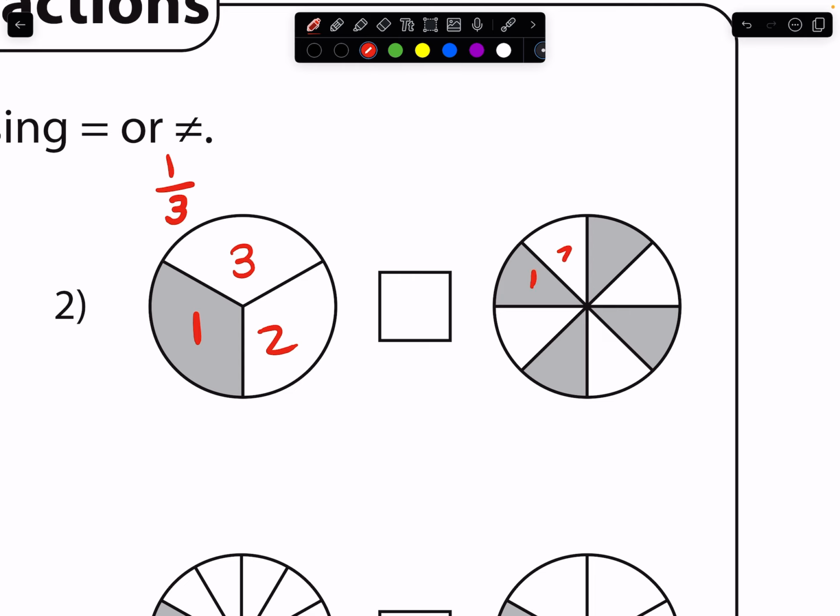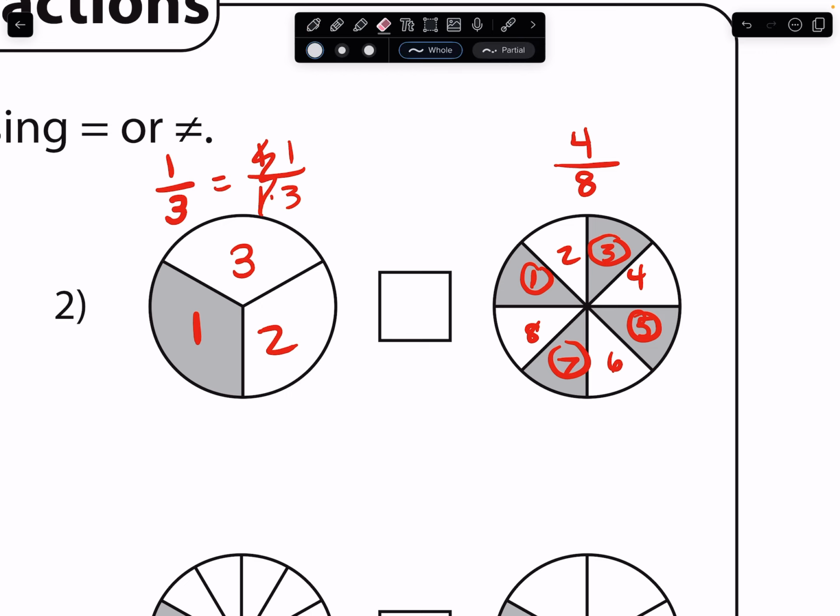And in this one, there's a total of 8 pieces. The total goes on the bottom. And I have 1, 2, 3, 4 shaded pieces. Now 1 over 3, I cannot simplify or break it apart because the top number ends up being 1. So if I were going to rewrite it, I'd have to do 1 times 1 and 1 times 3. And that's just pointless because that's already going to be 1/3.